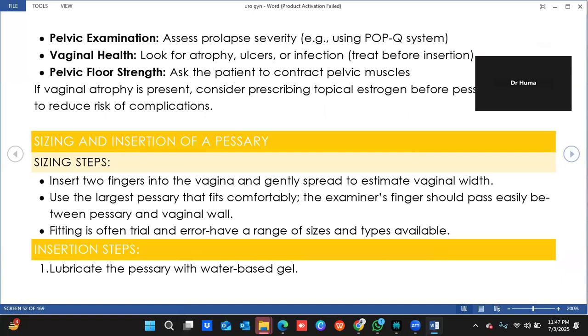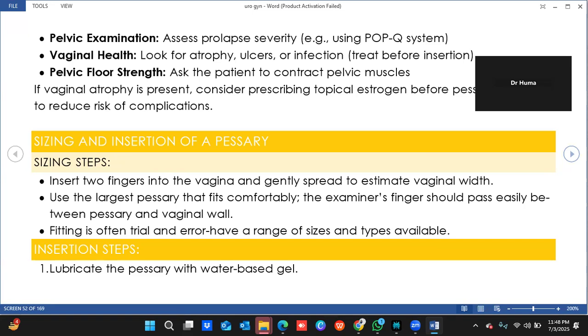First of all, which degree of prolapse is it? And you know well what the POPQ system is. If you don't know, I will tell you later on. But POPQ is the gold standard tool for measuring the prolapse. Then we will look at overall hygiene, health, any active infection, any discharge, any atrophy of vaginal mucosa.